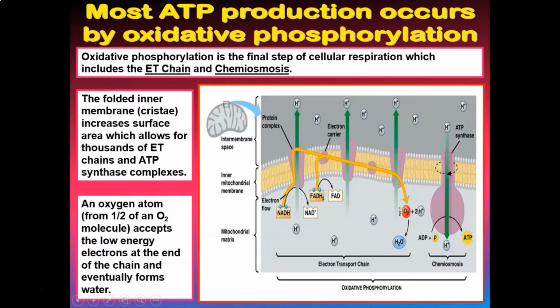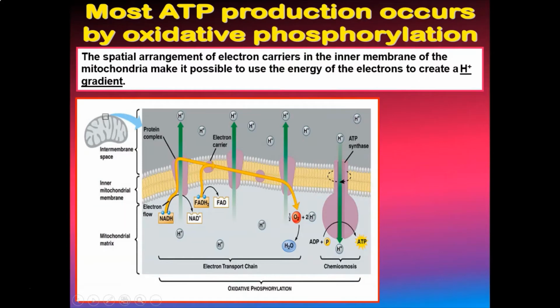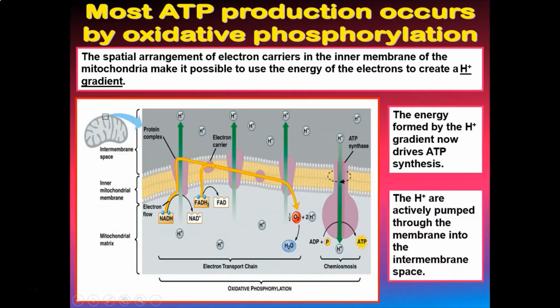Now, what was the whole point of this? Well, let's see. The spatial arrangement of electron carriers makes it possible to use the energy of electrons to create a gradient. Remember, we said this is step by step by step, okay? So as NADH drops off the electrons here, it's actually used to turn this protein complex on, and it's a pump. It's a hydrogen ion pump. So pump, pump, pump, pump, pump. You're pumping hydrogen ions up.